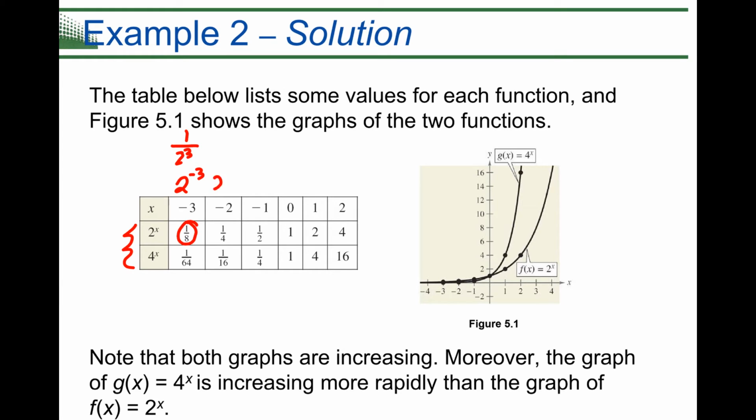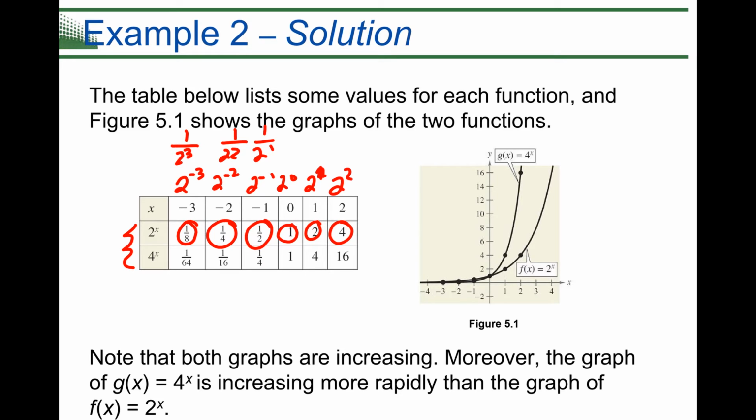Same thing with 1/4. That'd be 2 to the -2, which is 1/2 squared, which is 1/4. 2 to the -1 would be 1/2 to the first, which is just 1/2. 2 to the 0, anything to the 0 power is 1. 2 to the first gives me 2, and 2 squared gives me 4.